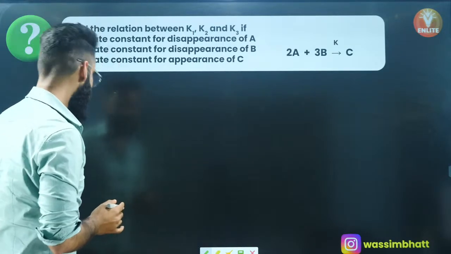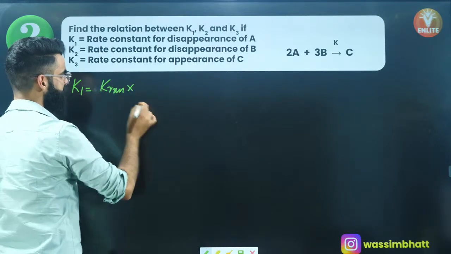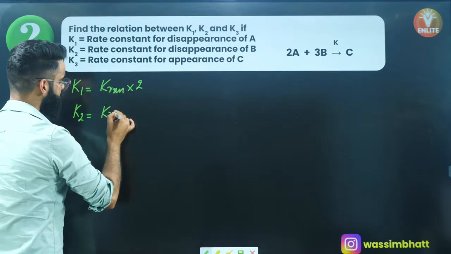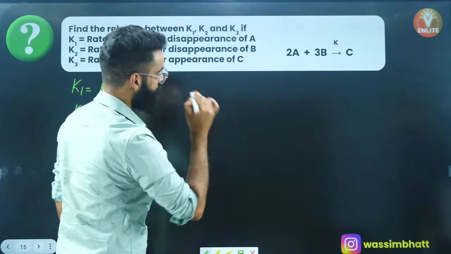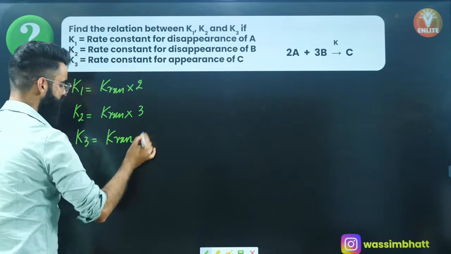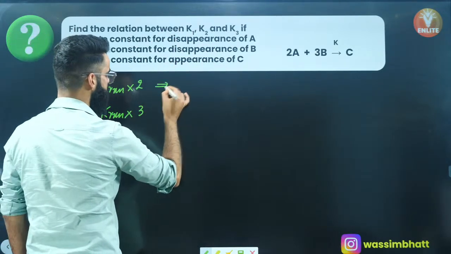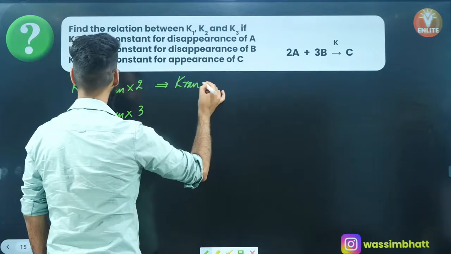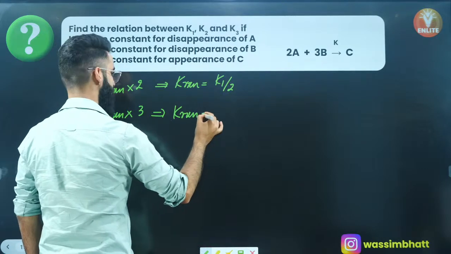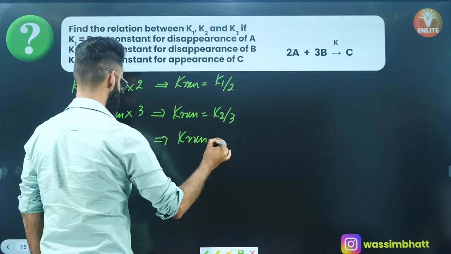Now, first thing, K1 is equal to the rate constant for the reaction multiplied by the stoichiometric coefficient of A, that's 2. Similarly, K2 is equal to the rate constant for the reaction multiplied by the stoichiometric coefficient of B, that's 3. And K3 is equal to the rate constant of the reaction multiplied by the stoichiometric coefficient of C, that is 1, right? Now, from this equation, you can write the rate constant for the reaction as K1 divided by 2. Similarly, the rate constant for the reaction is equal to K2 divided by 3, right? And over here, the rate constant for the reaction is equal to K3.